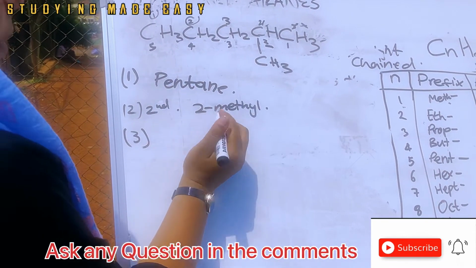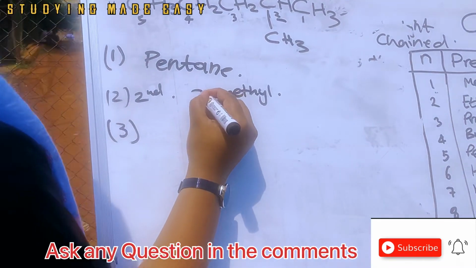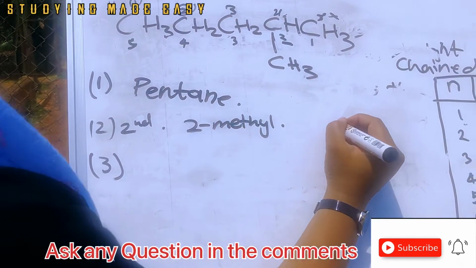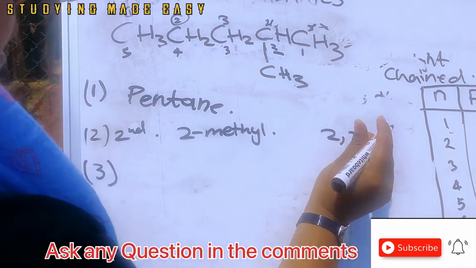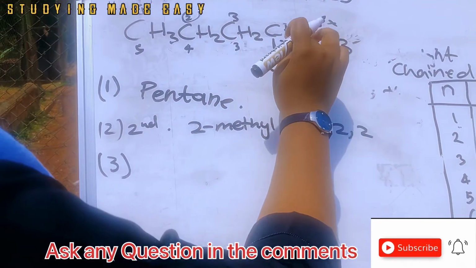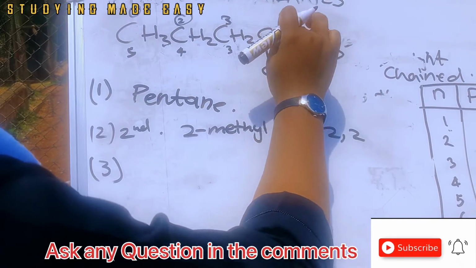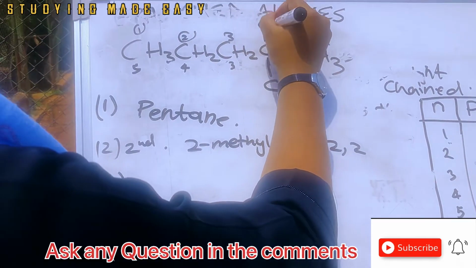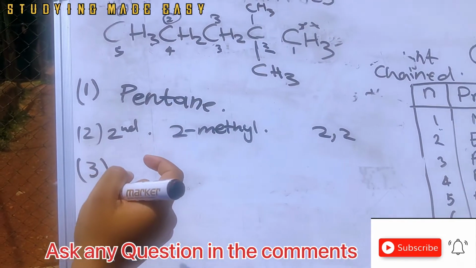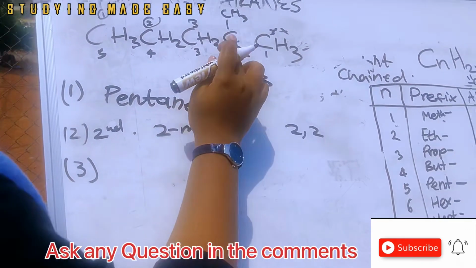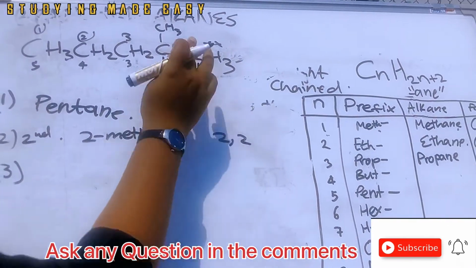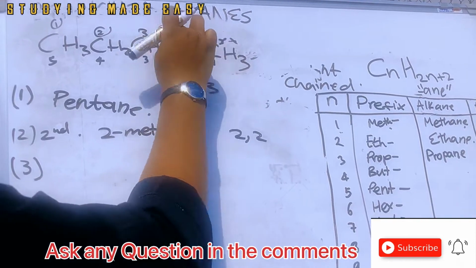And always remember, numbers are separated from words with a hyphen, with a dash, and numbers are separated using commas. Let's say if we had another methyl group up here, CH3. This would mean there are 2 substituent groups and they're both on the 2nd carbon of the parent chain, so we would say 2, 2. Alright, but for now let's deal with this.